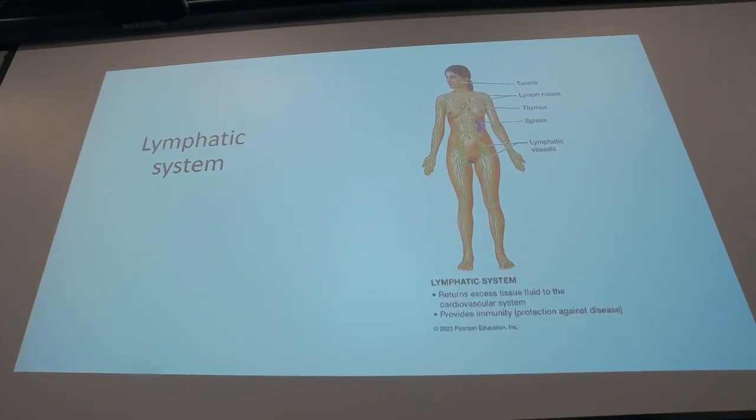Lymphatic system picks up excess fluid that is delivered by the cardiovascular system and returns it. So it recycles fluid between the cardiovascular system, the lymphatic system, and the cells. That provides immunity, which is protection against disease. Organs include the tonsils, lymph nodes, thymus, spleen, lymphatic vessels, the lymph, and ducts.